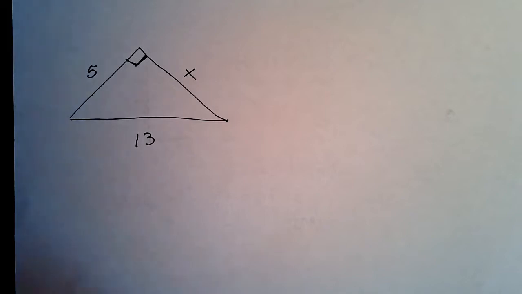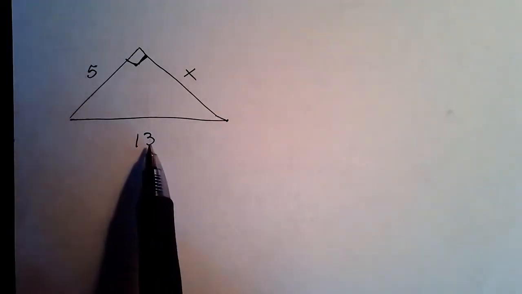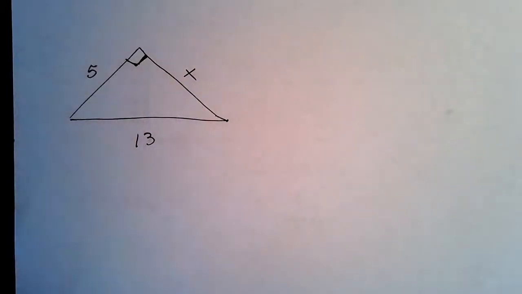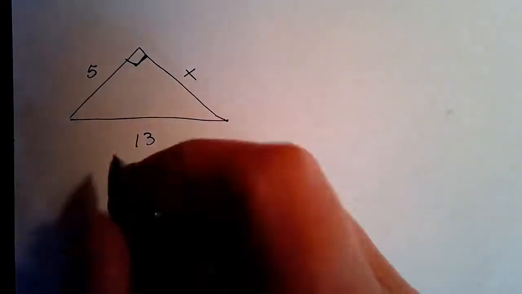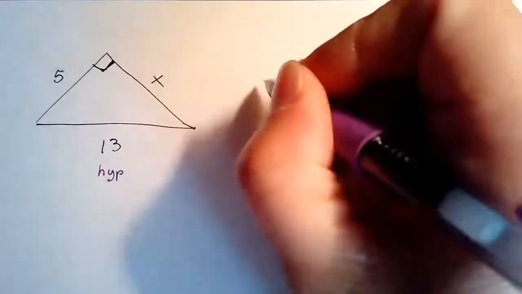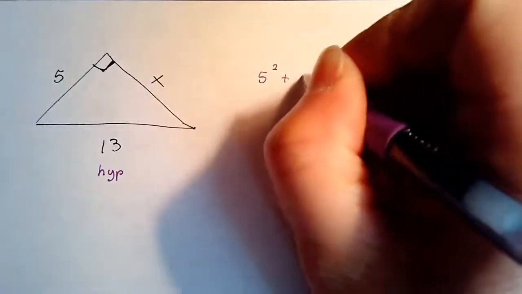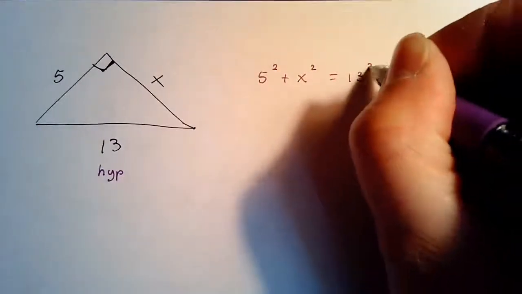Okay, so on this next one, we've got a side that's 5, a side that's 13, and a side that's x. And we need to figure out which one is the hypotenuse and which ones are the legs. So if we take a closer look, the hypotenuse is always going to be across from the 90-degree angle. So the side that's 13 has to be the hypotenuse. Okay, then these other two are going to be the legs. So we can write this out as 5 squared plus x squared is equal to 13 squared.